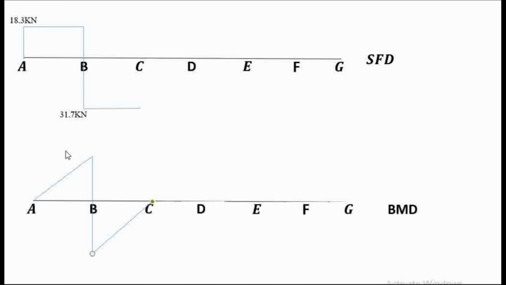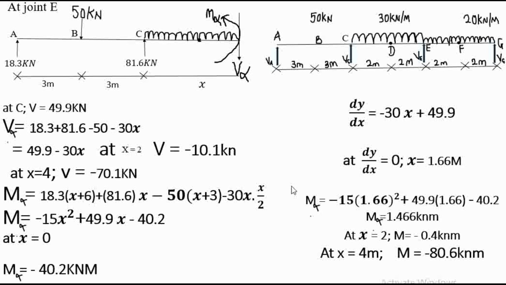Now let's continue the expression at point D. We are going to combine joint D and joint E together. We have that at C, V is equal to 49.9 kilonewton. That is at this point. So how was that gotten? It was simply 18.3, which is going up, minus 50 kilonewton, which is coming down, then plus 81.6 kilonewton, which is going up. That's how we got 49.9 kilonewton.